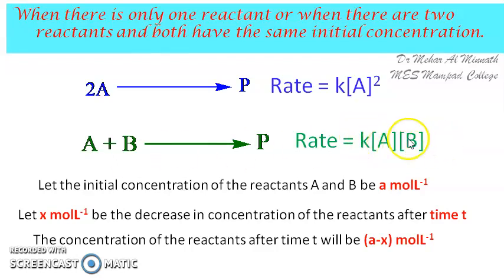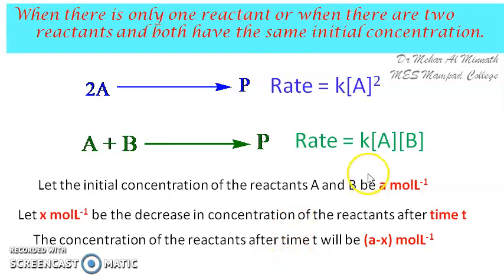So if you put this here, in the first case, if you are considering initial concentration, you will get a squared, and in the second case, the concentration of A will be a and also B will be a, so put together, you get a squared. So in both these cases, the integrated rate expression will be the same.